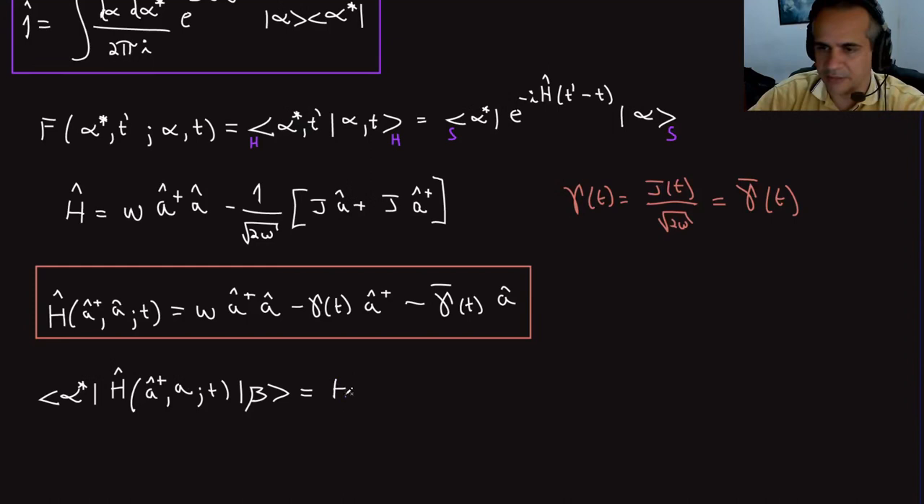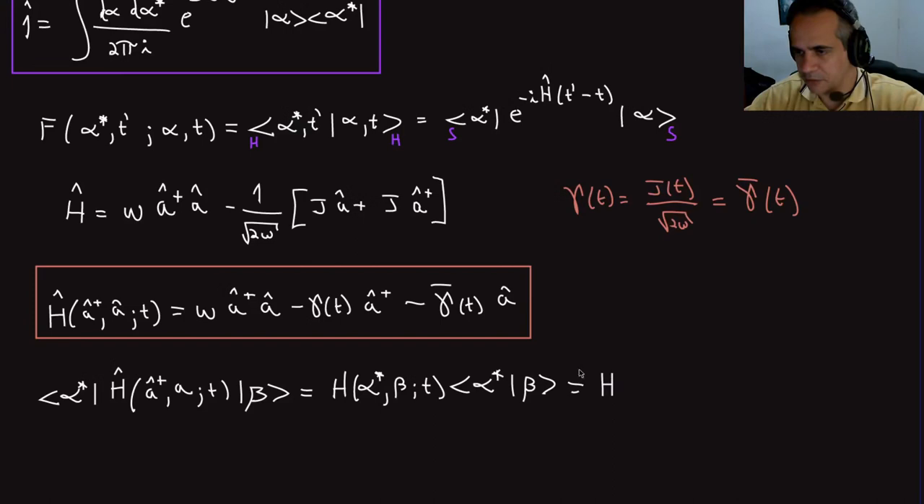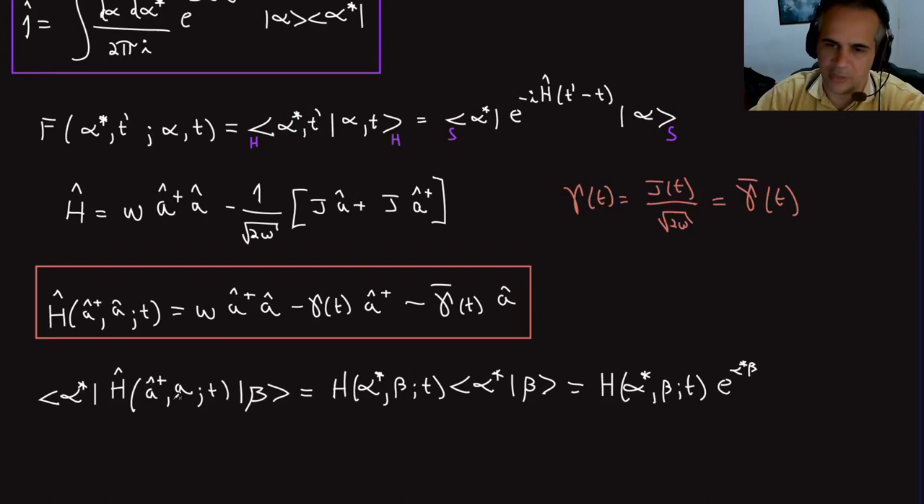It would be the Hamiltonian of alpha star, beta, t, multiplied by the overlap of alpha star with beta, which then is just the exponential given by the normalization. I just repeat this: H of alpha star, beta, t, times exponential of alpha star beta. So I can actually act with the Hamiltonian on these two states and get it out of this sandwich of states, which is not true if I used Fock states for a Hamiltonian that has sources, because sources would mix different levels. They create excitations or destroy excitations, right?